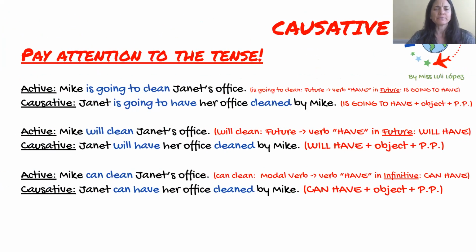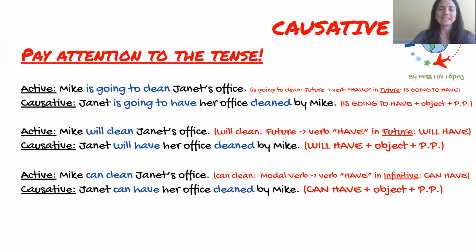Now, the active, if we have Mike is going to clean Jeanette's office, is going to clean is in the future. So the verb have in the future is going to have. So the causative, Jeanette is going to have her office cleaned by Mike. So is going to have plus the object plus the past participle.